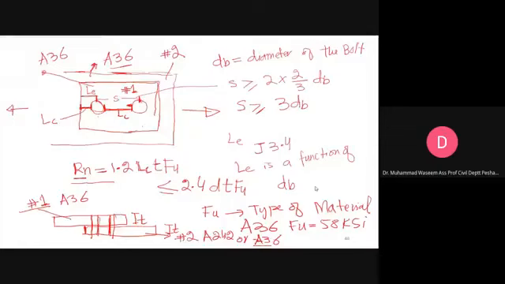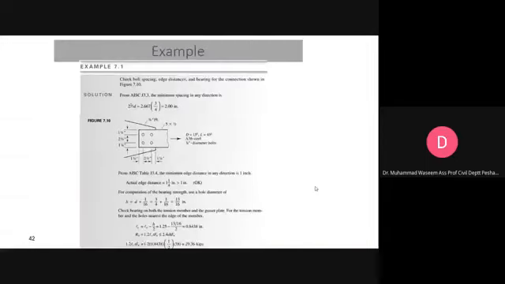In detail, like what are the different equations and what are the different values or distances we have to stick to while designing a connection. So this is an example, example 7.1. It requires you to check the bolt spacing, the edge distance and the bearing for the connection shown in figure 7.1. Okay, now this is the connection.